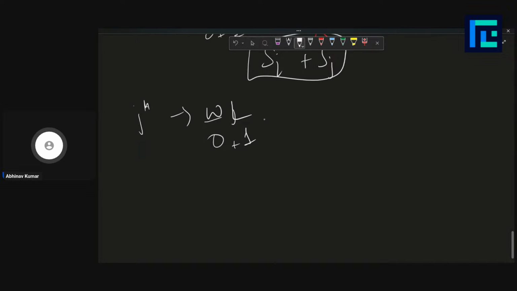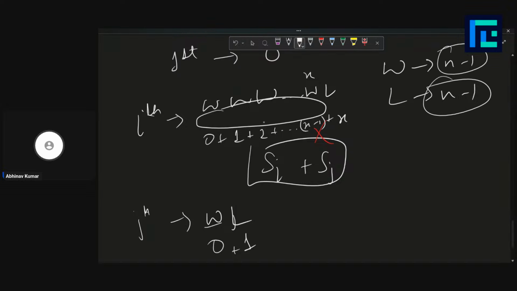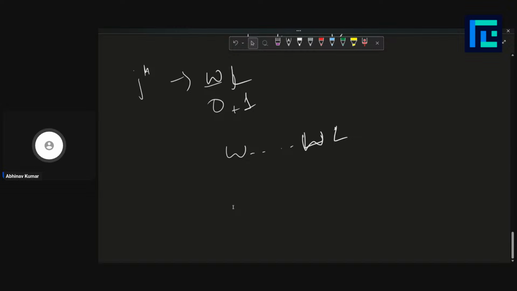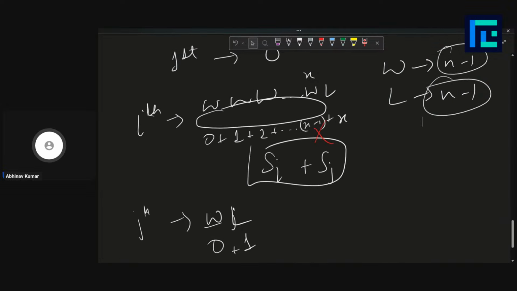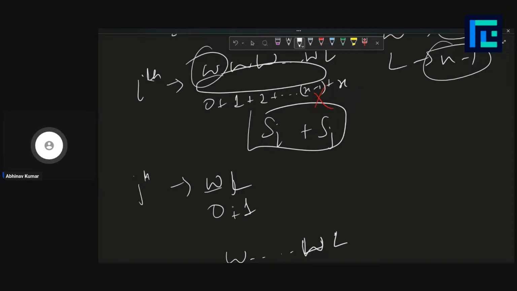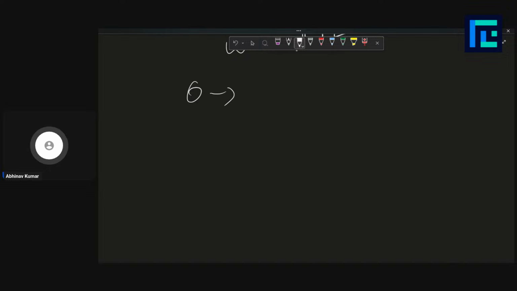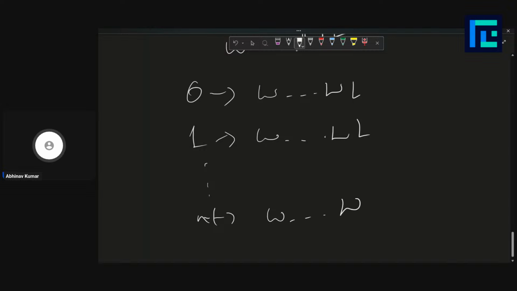So for any person it would be some streak of wins and then a loss, making sure that when you add up the wins and losses for all the people, the total number of wins is n minus 1, total number of losses is n minus 1. So basically if you are taking out a win from someone and adding it to someone else, then you can see that for the 0th person, it would be some number of wins and then a loss. For the first person, some number of wins and then a loss. Same till the nth person, or if you start with 0, till the n minus 1th person, some number of wins and then a loss.